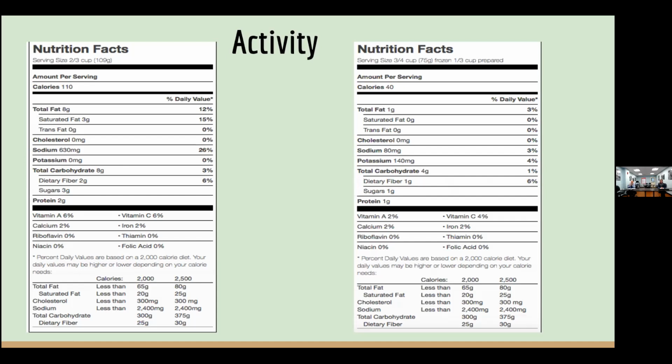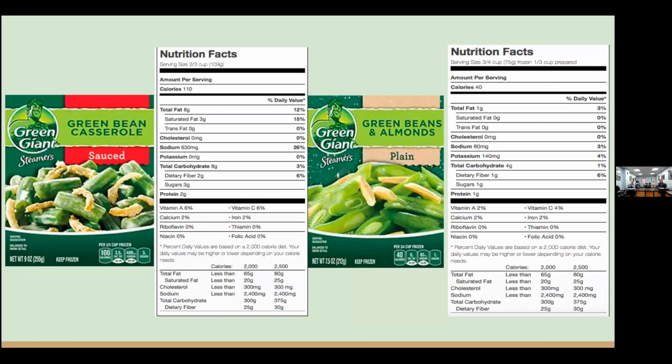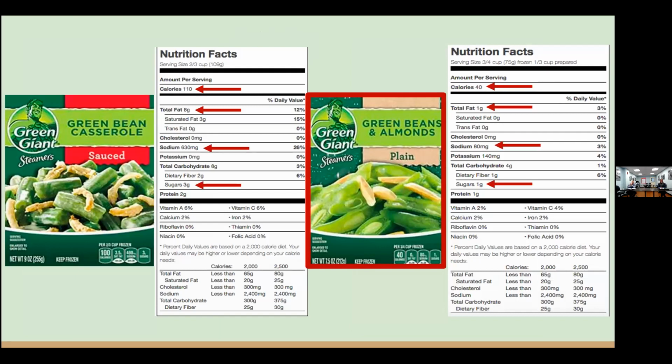Now let's take a look at these products. Okay. On the left, you have a green bean casserole, okay? On the right, you have the green beans and almonds. Now the casserole is sauced. Okay, the sauce on that looks like a butter sauce, I believe, but that's gonna add a lot of extra sodium, a lot of extra fat, the calories definitely from there, as well as some sugars.